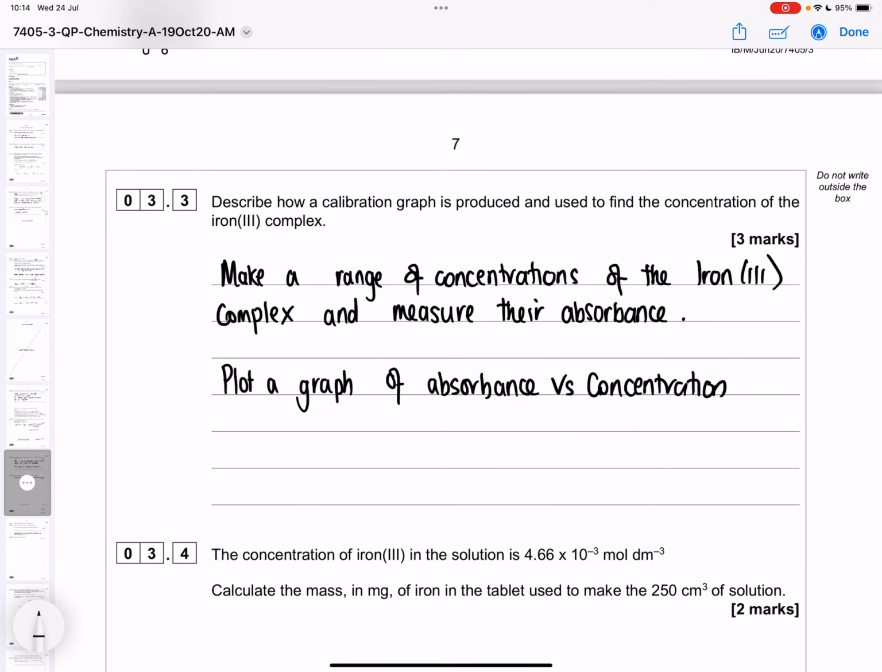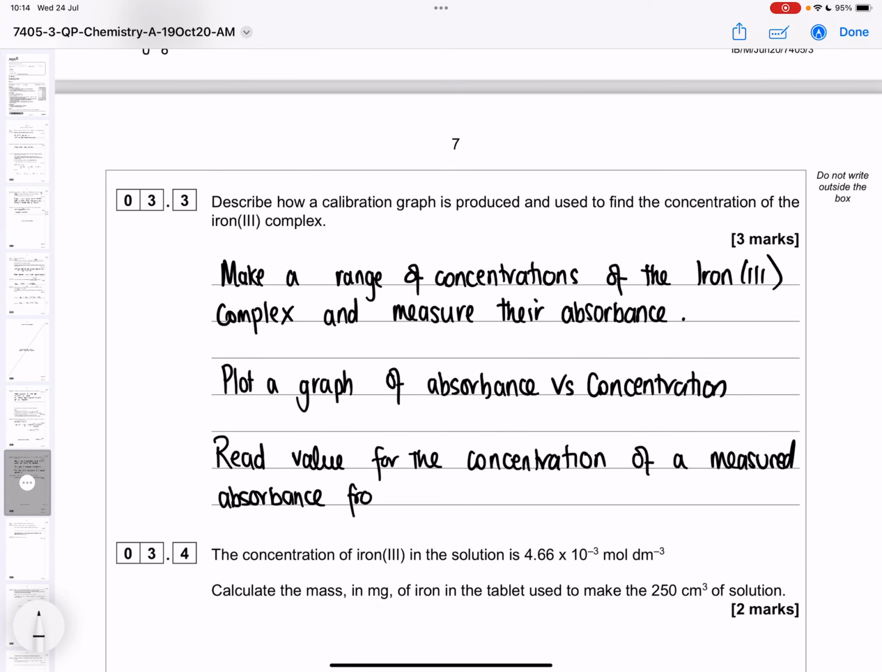And then we're going to read the value for the concentration of a measured absorbance from the graph. So we're going to put our unknown in and read off it, get its absorbance and read off its concentration.